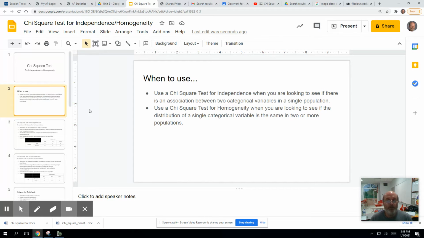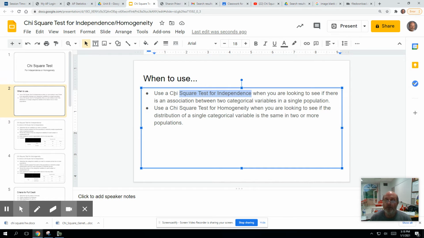So we need to decide when to use which one. We're going to use the chi-square test for independence when we're looking to see if there is an association or if there's a dependence between two categorical variables within a single population. We'll do an example in just a few moments, but we're looking at one single population. We pull a sample and we want to compare the relationship between two categorical variables within that one population.